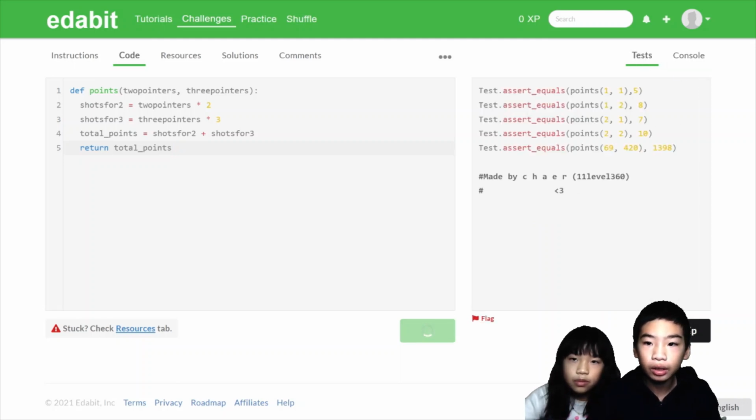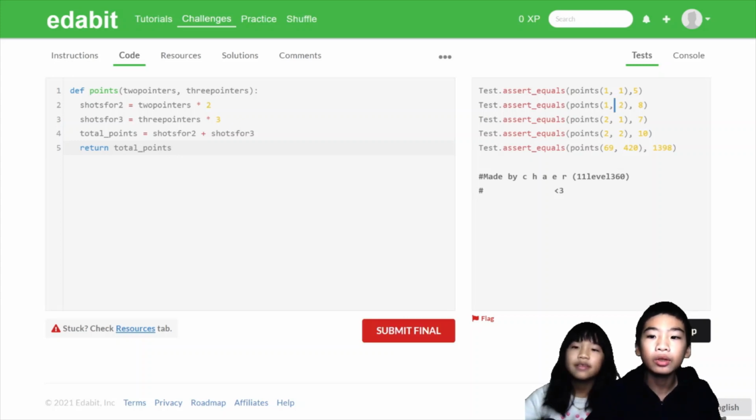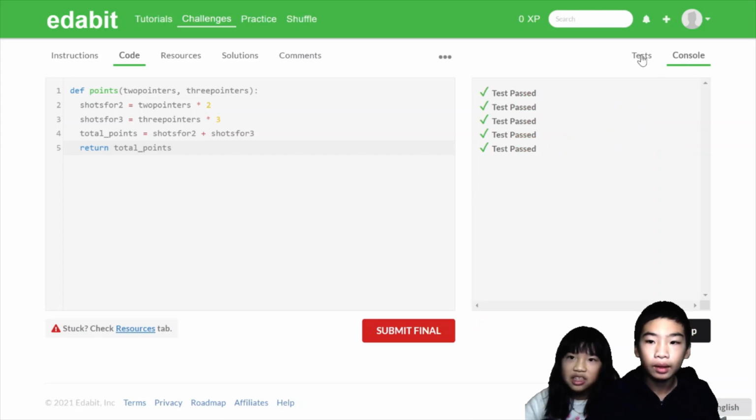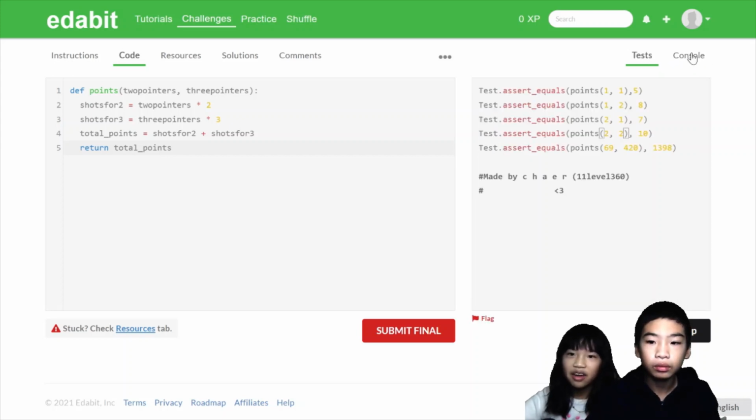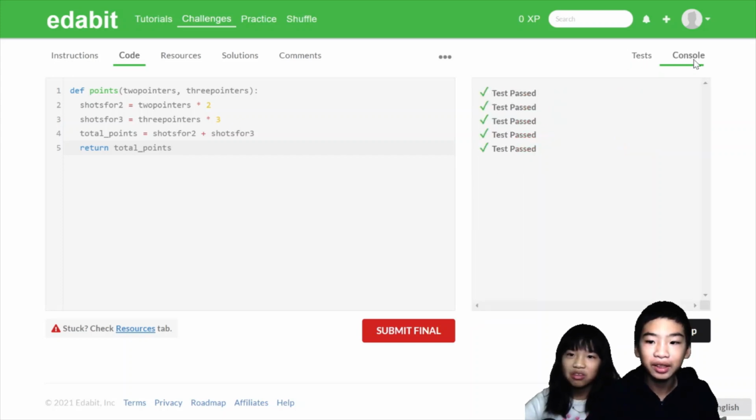There is 1 and 2, so I think that is 2 3-pointers and 1 2-pointer. So 3 plus 3 equals 6, and 6 plus 2 equals 8. There's also 2 and 2, which is 2 3-pointers equals 6, and 2 2-pointers equals 4. 6 plus 4 equals 10. And there's a 69 and a 420. That's a lot. That's impossible. So we pass all the tests, on to our final coding challenge.